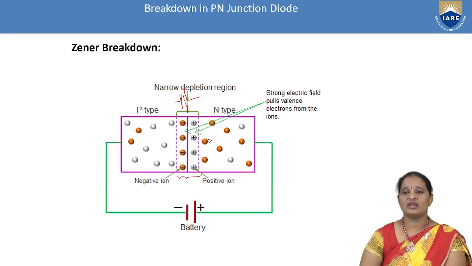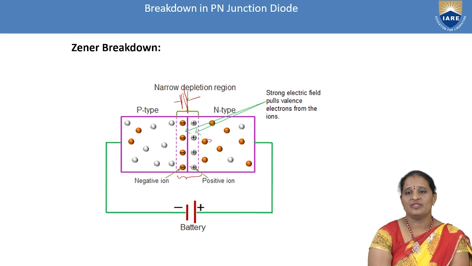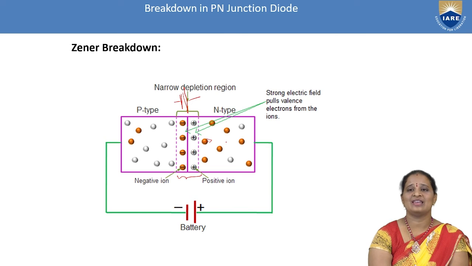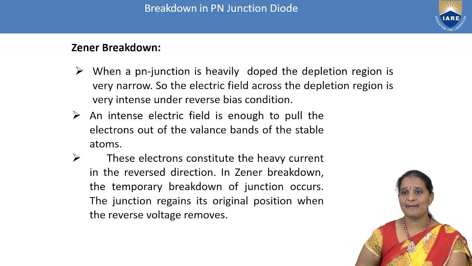And at one point, the depletion region will vanish, and hence more charge carriers can cross the junction easily, and the current can be increased rapidly. So this is how the breakdown is happening.